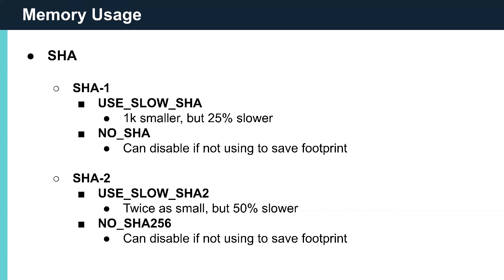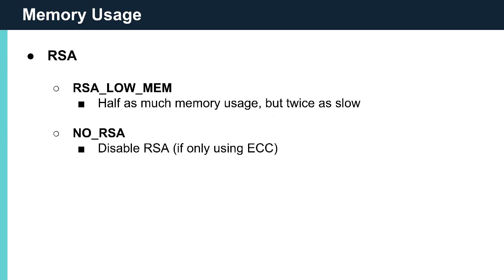For SHA-1, we have USE_SLOW_SHA defined, which is about a K smaller, but also about 25% slower. If you want to disable SHA, you can do that by defining NO_SHA. For SHA-2, we have USE_SLOW_SHA2. It's about twice as small, but 50% slower. You can also disable SHA-256 by defining NO_SHA256. For RSA, we have RSA_LOW_MEM defined. It's going to use half as much memory, but also be twice as slow. And if you don't need RSA, you can disable it by defining NO_RSA.